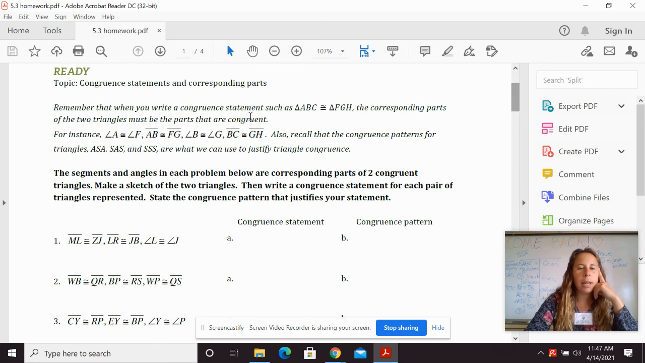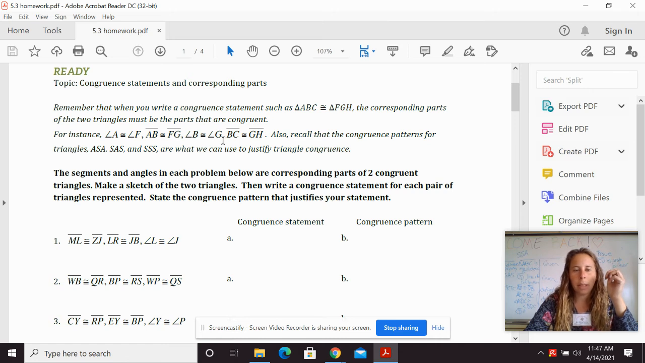Remember that when you write a congruent statement such as triangle ABC is congruent to triangle FGH, the corresponding parts of the two triangles must be the parts that are congruent. For instance, angle A is congruent to angle F. It matters what order you write them in. AB is congruent to FG. They have to be in this order.